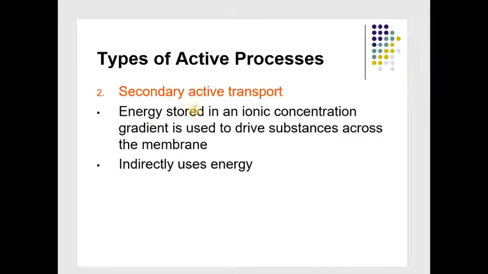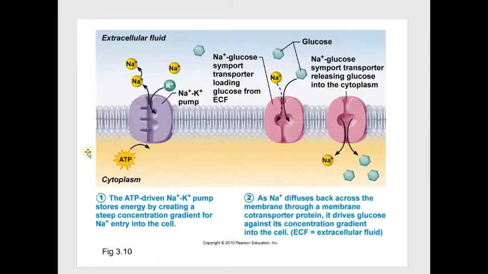Another type of active process we have is secondary active transport, and this is going to use energy that is stored in ionic concentration gradients. So we talked about having ionic concentration gradients making part of the cell positively or negatively charged, and it's through that charge that we're going to be able to pass some materials. Okay, so it indirectly uses the energy. It requires energy to get this charge through the primary active transport, but then it can utilize it again.